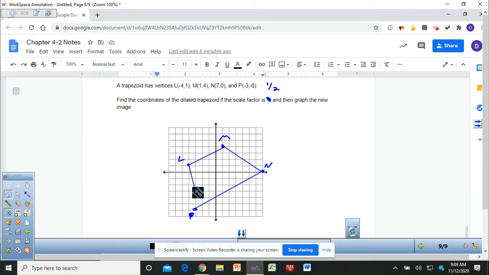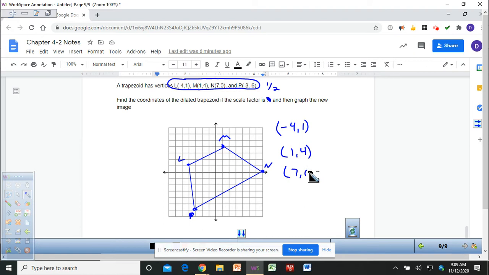Now I'm going to dilate this by 1/2, meaning I'm going to take all of these numbers and multiply them by 1/2. So I'm just going to write the old coordinates out so we can see what they were before. So this was L, M, N, P. And I'm going to multiply all these coordinates by the scale factor of 1/2. So I'm going to take all these times 1/2.